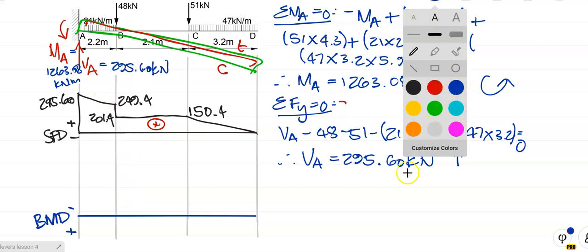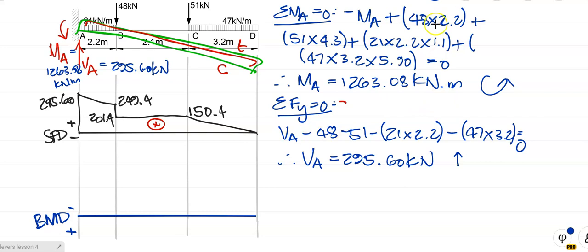Right, let's draw the bending moment diagram. Right, so what's the bending moment? Now, in a simply supported beam, we have the bending moment starting at 0 and ending at 0. But in a cantilever, we have a moment at the fixed end, which happens to be at the left-hand end. Okay, what's the moment there? The moment there is 1263.08.